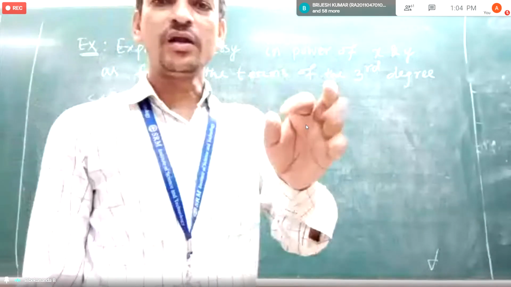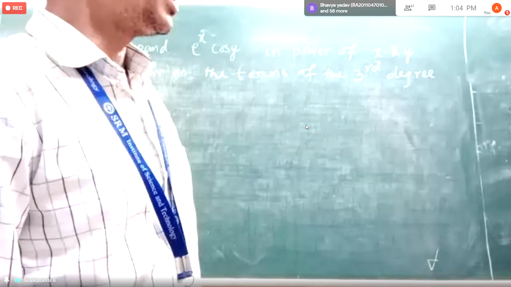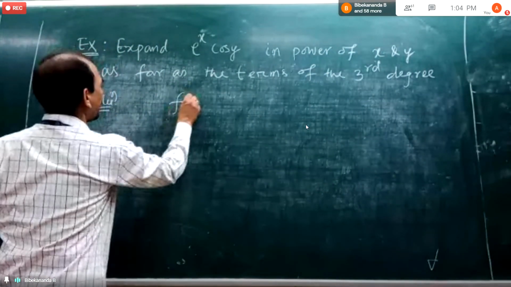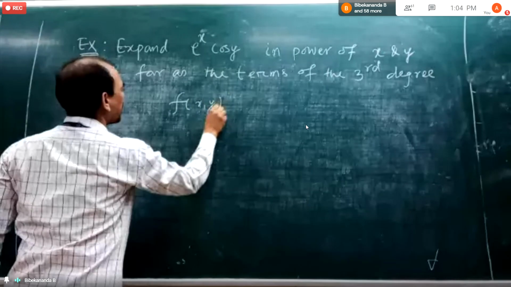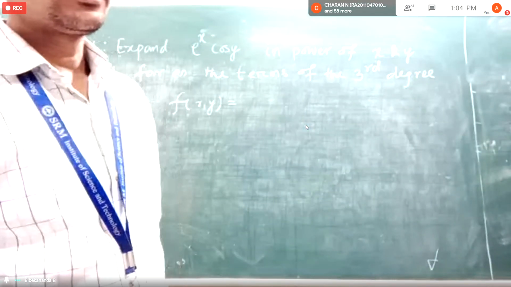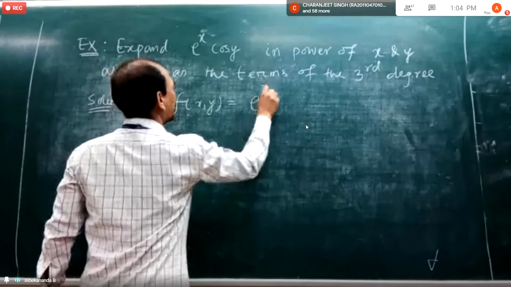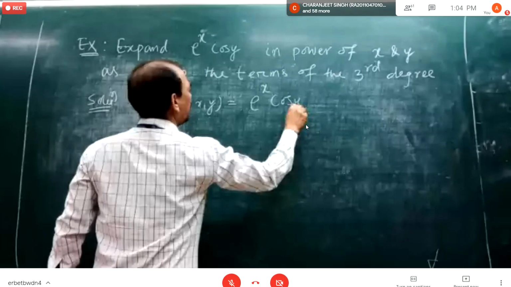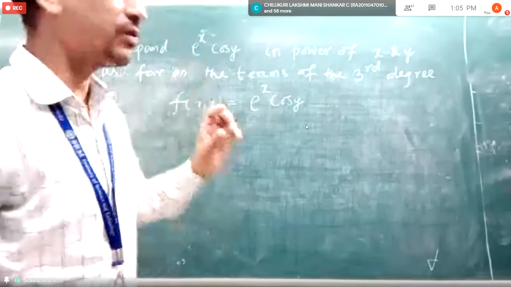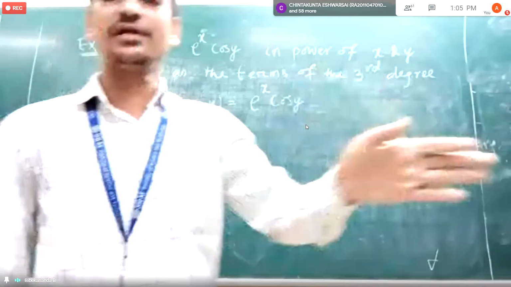First of all, we need f of x, y. So in this question, what is your f of x, y? Can anybody identify it? e to the power x cos y. Very good. So this is nothing but e to the power x into cos y. First of all, you have to find out which one is the function for which you are going to find the series.